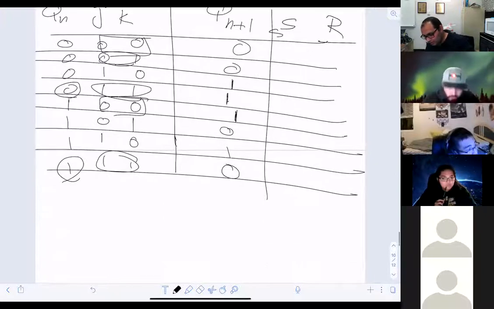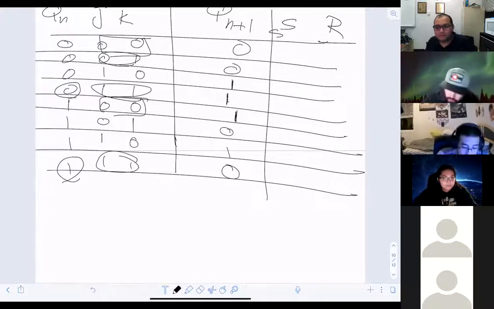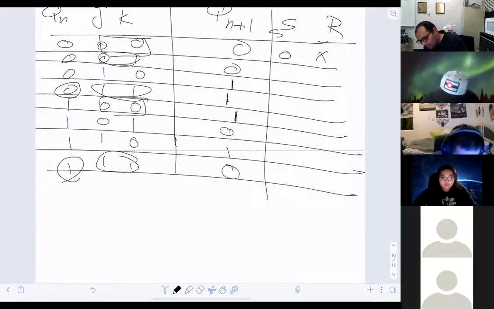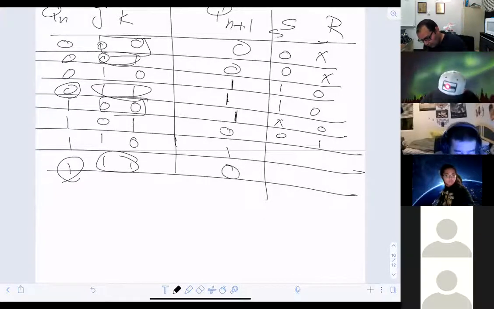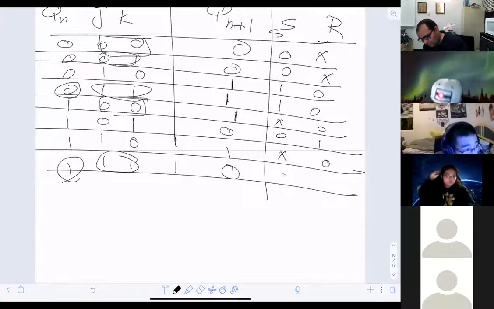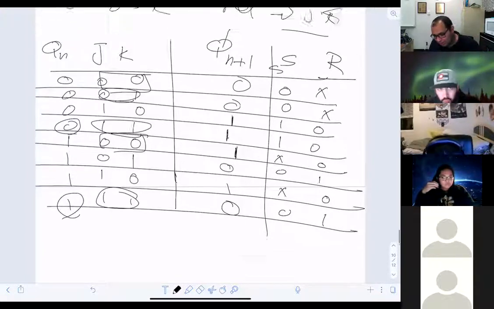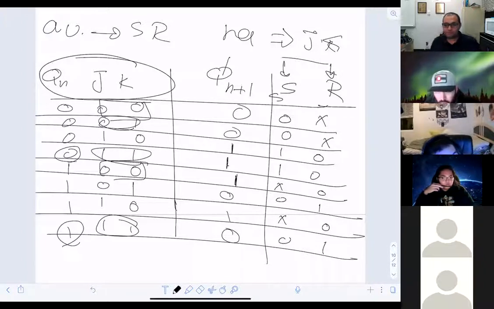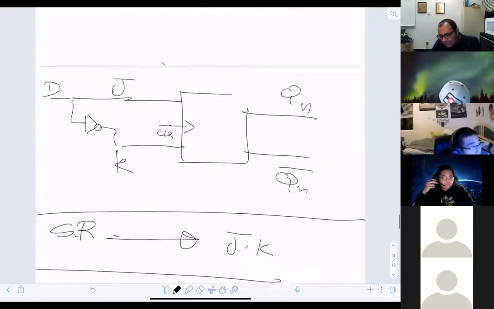So, do you guys remember the excitation table of the SR? I can write directly the output and you can think about it. 0x, 0x, 1, 0, 1, 0, x 0, 0, 1, x 0, and 0, 1, something like that, right? Then the trick of the implementation is going to be SR with what? Those three lovely guys, right? Exactly identical. I did this here, right?